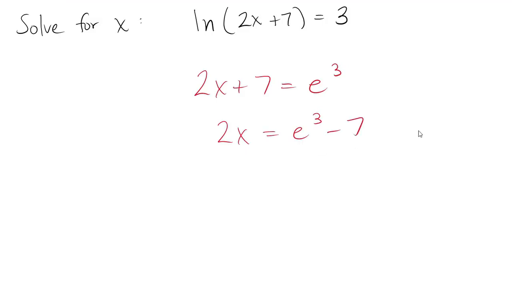Again, pretend like that right side is an integer. What would you do to solve for x? You'd divide by 2. Do the same thing here. X equals e cubed minus 7 all divided by 2.